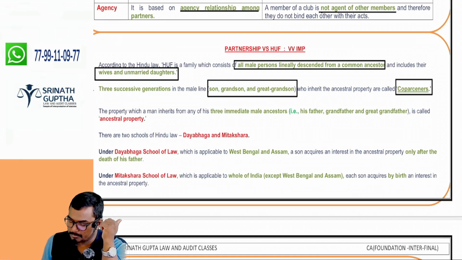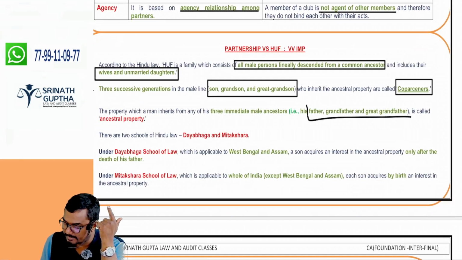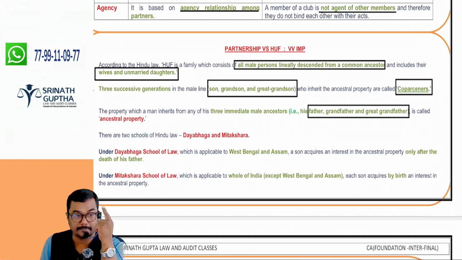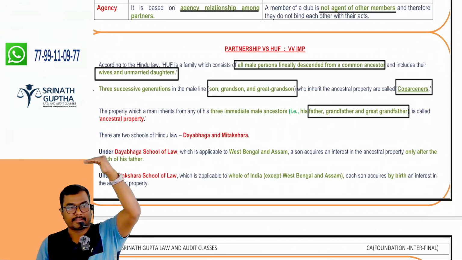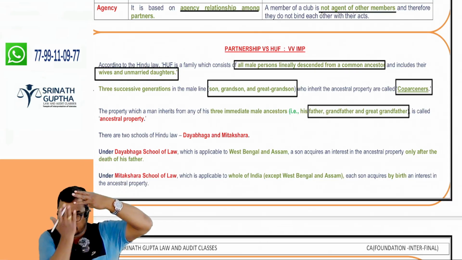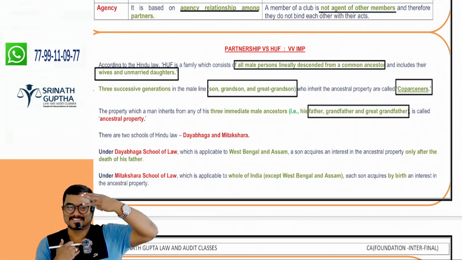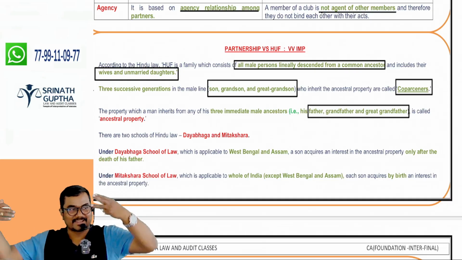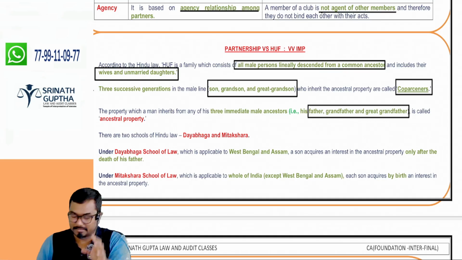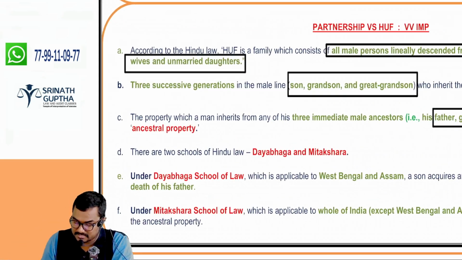So they can enjoy the property owned by father, grandfather, great grandfather. The property made by father, grandfather, great grandfather, of the last three generations, can be enjoyed by son, grandson, great grandson. Then the property owned by the last three generations is said to be ancestral property.